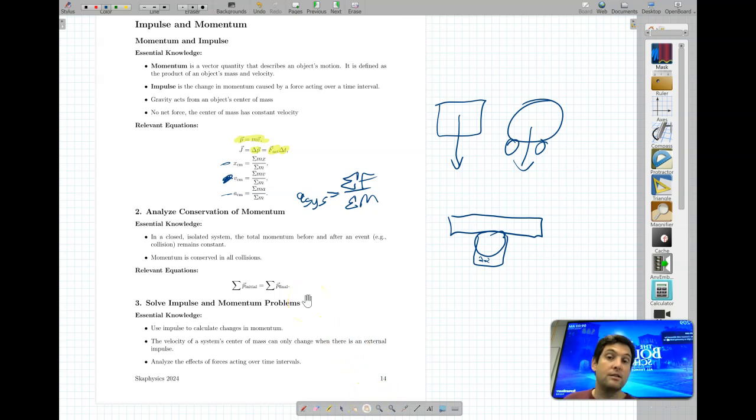But sometimes you're asked to find velocity for center of mass, and I've seen students really struggle with that because they think it's an equation they haven't learned. But it is. It's right there for you.